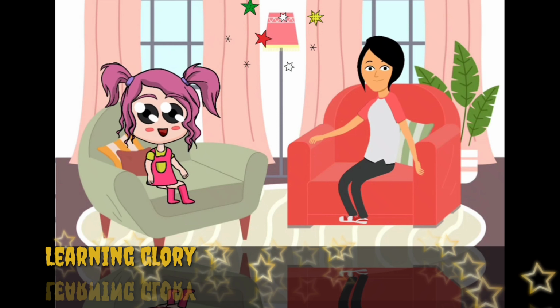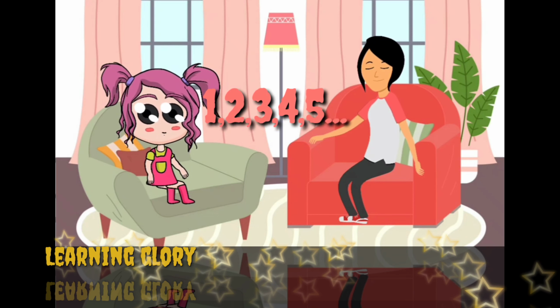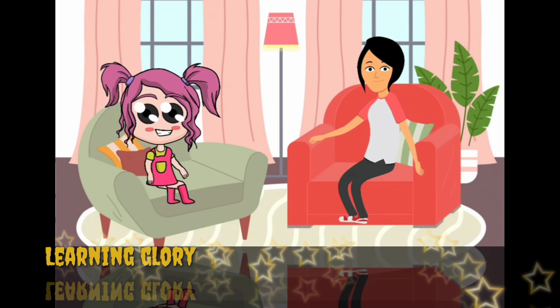Then cardinal numbers. Cardinal numbers are counting numbers. Example: 1, 2, 3, 4, 5, 6 and infinity.